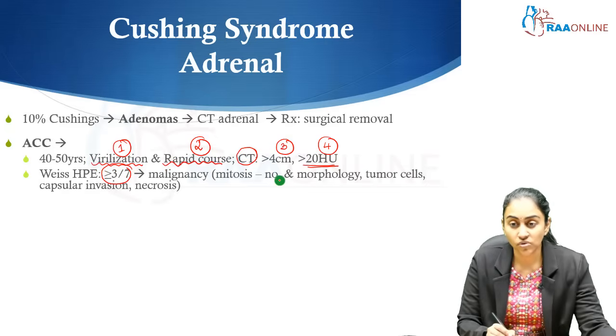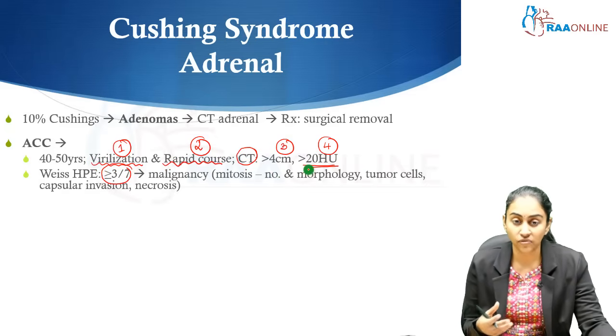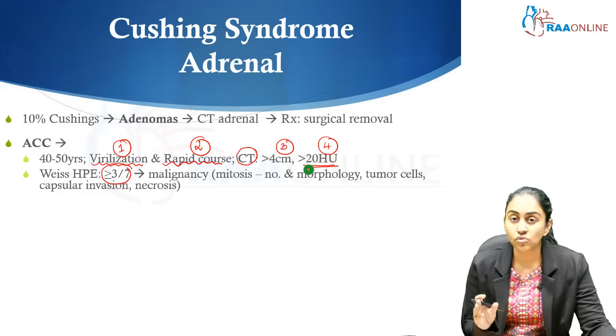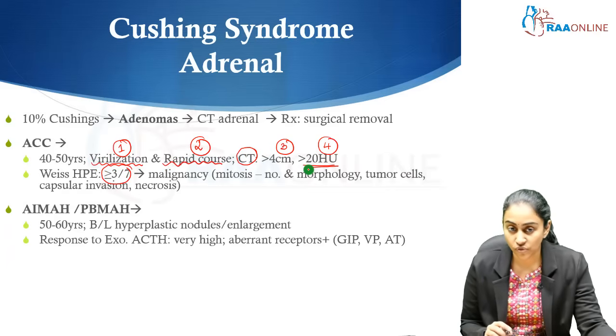So, basically what are the criteria that are assessed on histopathology to evaluate adrenocortical carcinoma? The number of mitosis, whether it is abnormal mitosis, the number of tumor cells per hyperfield, capsular invasion, necrosis, all of this is assessed, and they are given a score of 7 totally. On a score of 7, if the scoring is going to be 3 or more, then it makes a diagnosis of adrenocortical carcinoma likely.